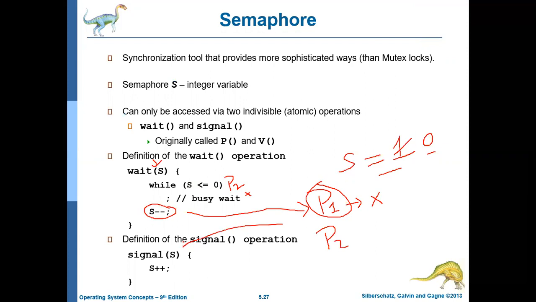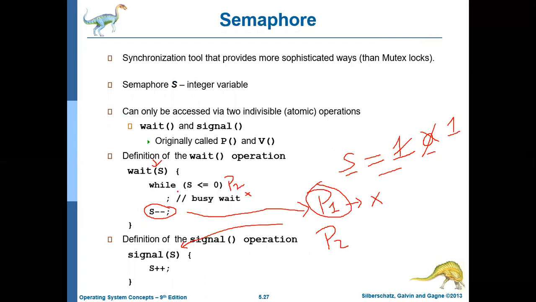P1 will call this particular function, signal of S. S is a shared variable which is shared by both P1 and P2. Now, what is S value? 0. So what it does, S plus plus. It will increment S by 1. Once it has incremented, it means that P1 has released the resource. P1 is no more using that resource.